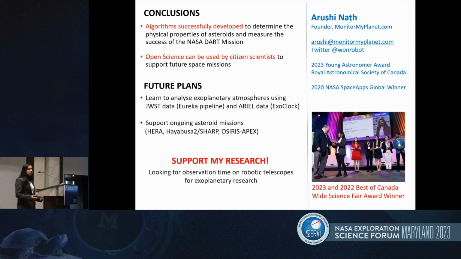So in conclusion, my algorithm was successful in determining the physical properties of near-Earth asteroids and measuring the success of NASA's DART mission. It shows that open science can be used by citizen scientists to actually support space missions.